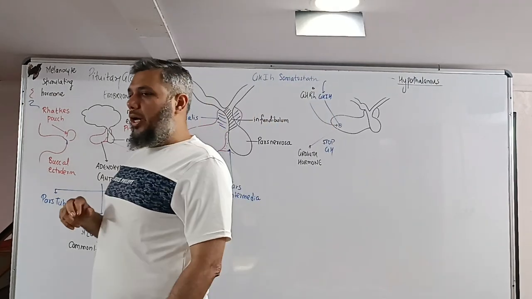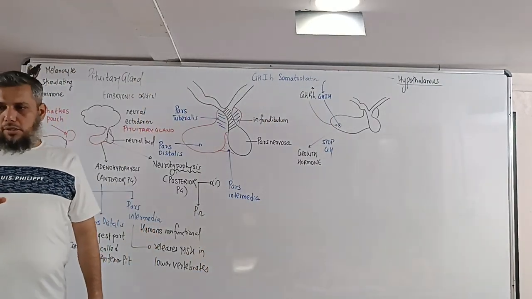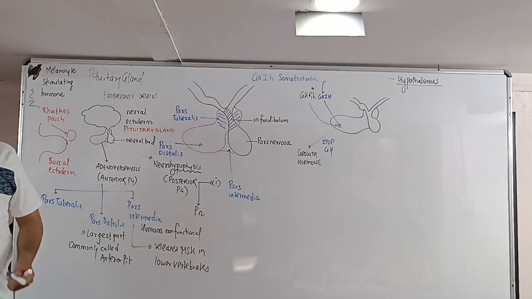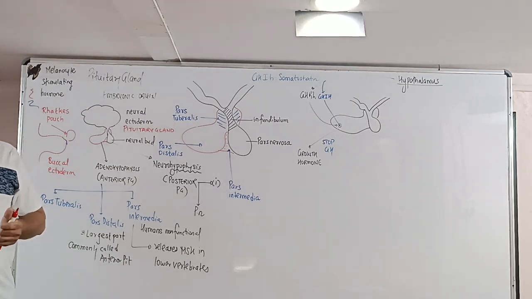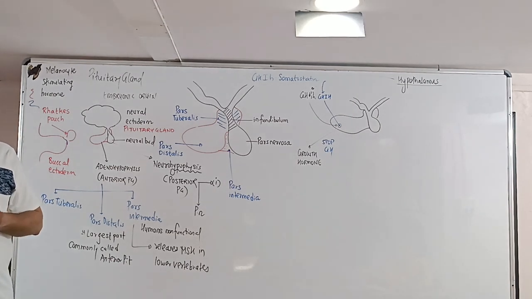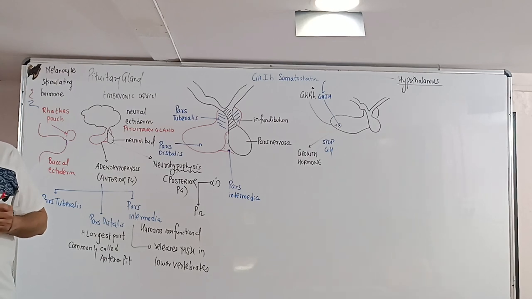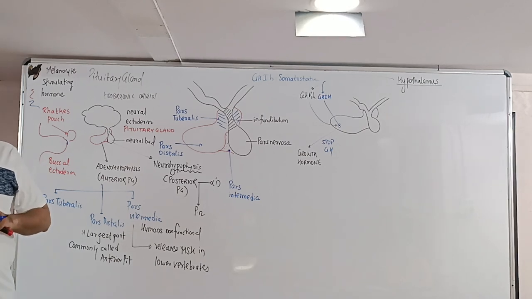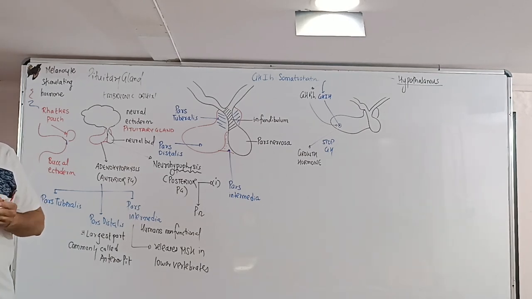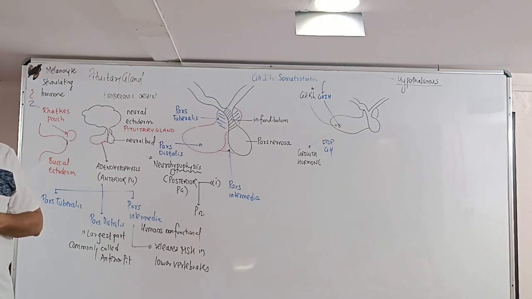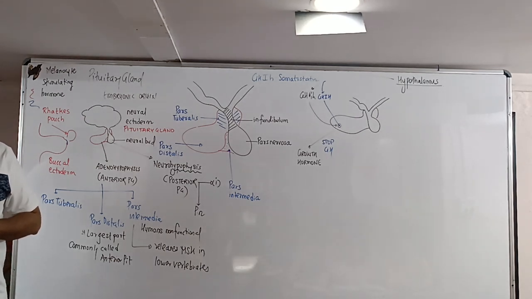How many endocrine glands have I mentioned over here? Two. Which two? And how many hormones have I mentioned right now? Three. Who are they? Growth hormone, and very good.